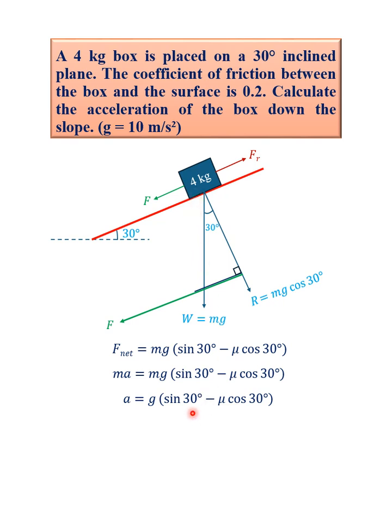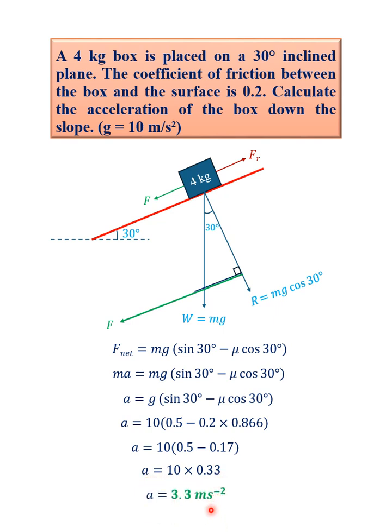Now let's continue by putting in values. A will be equal to 10 for the acceleration due to gravity as given in the question. Sine 30 degrees is 0.5 minus mu, which was given as 0.2, times 0.866, the value of cos 30. 0.2 times 0.866 gives us 0.17. The difference between 0.5 and 0.17 is 0.33. So we have the acceleration to be equal to 10 times 0.33, and that gives us 3.3 meters per second squared. So this is the acceleration that the bus used to move down the slope.